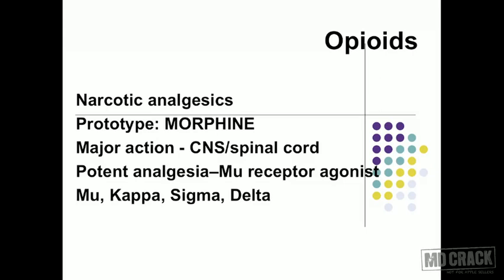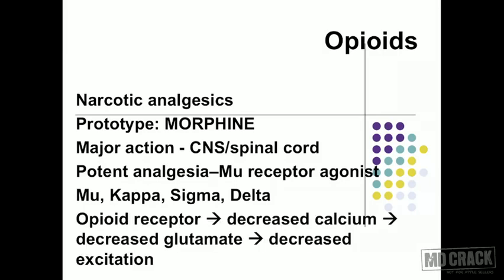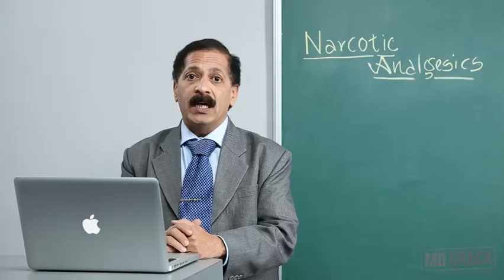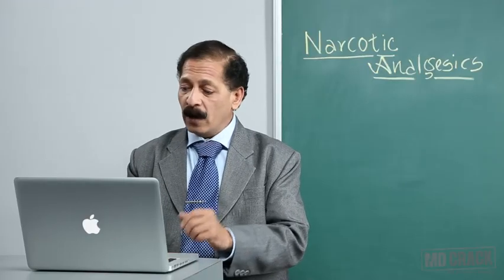There are four types of receptors: mu, kappa, sigma and delta. And all of them play a role in the actions of narcotic analgesics. Opioid receptor stimulation leads to a decrease in the calcium concentration, and that leads to decreased glutamate, and that finally leads to decreased excitation. So narcotic analgesics are central nervous system depressants. When you take this medication, you get a sense of euphoria. That's a false sense of well-being. You start dreaming, and that's where the name came from, the Greek god of dreams, Morpheus.